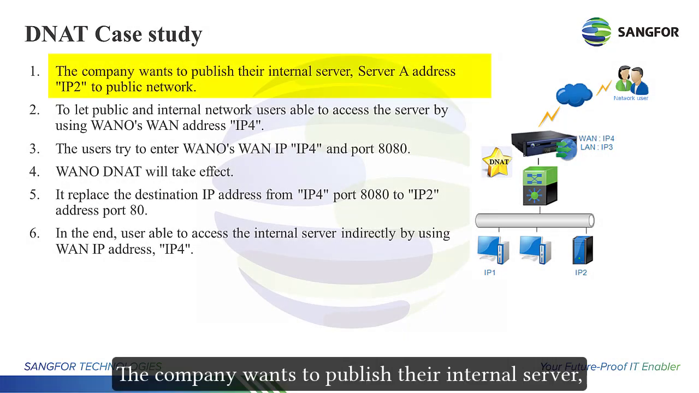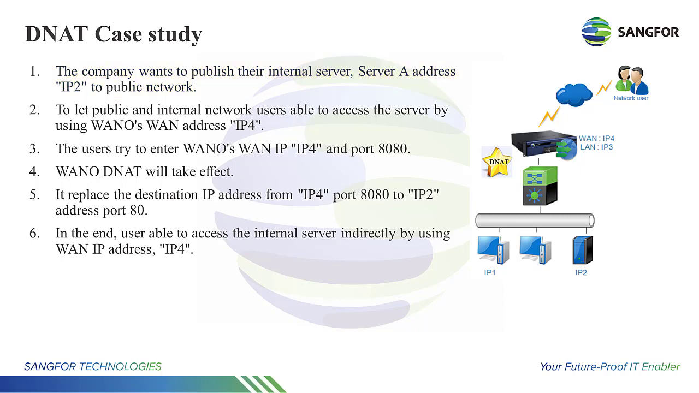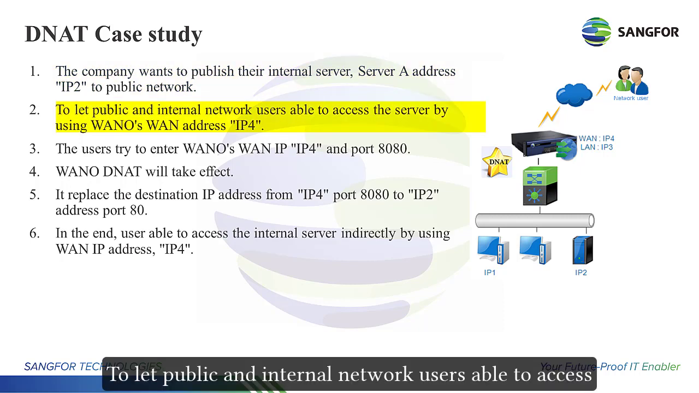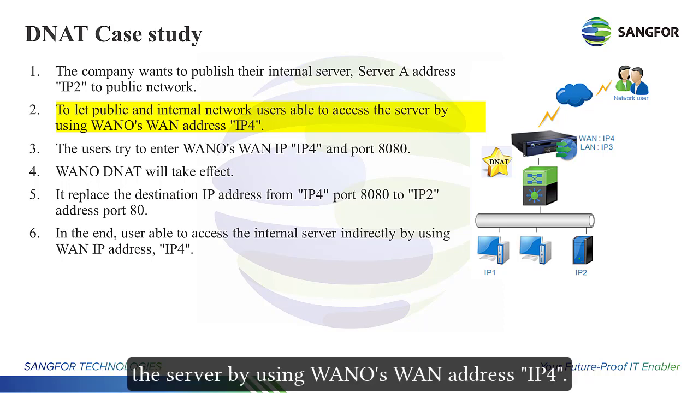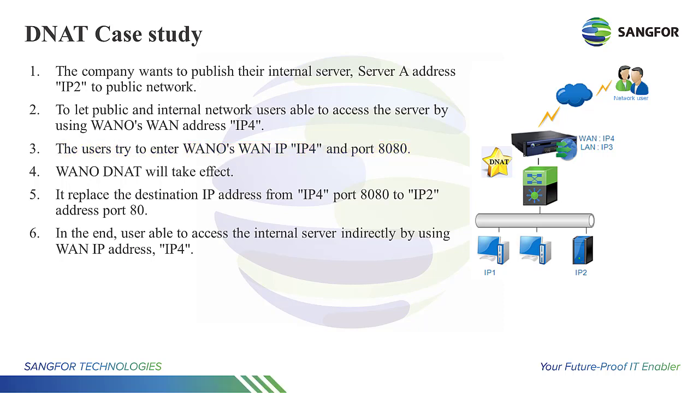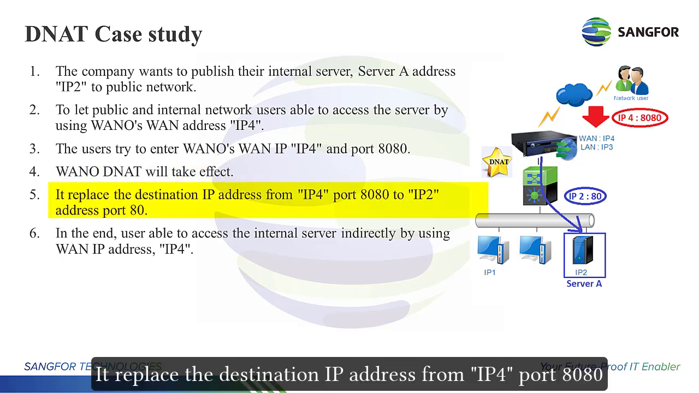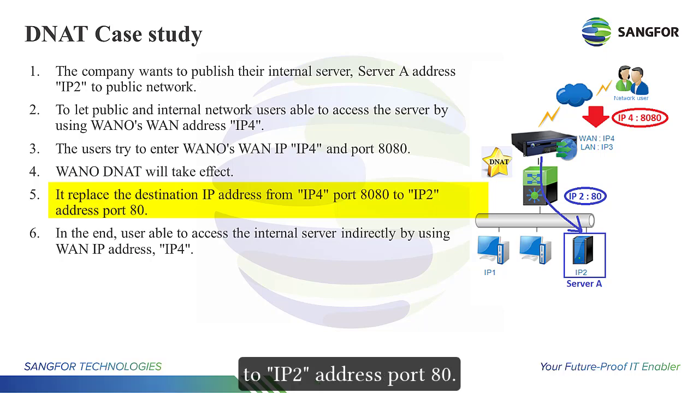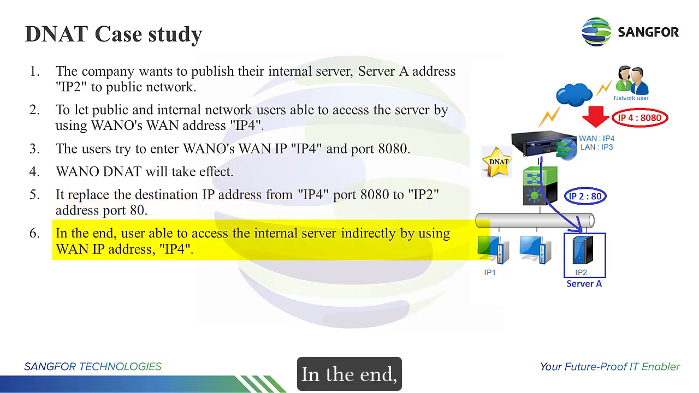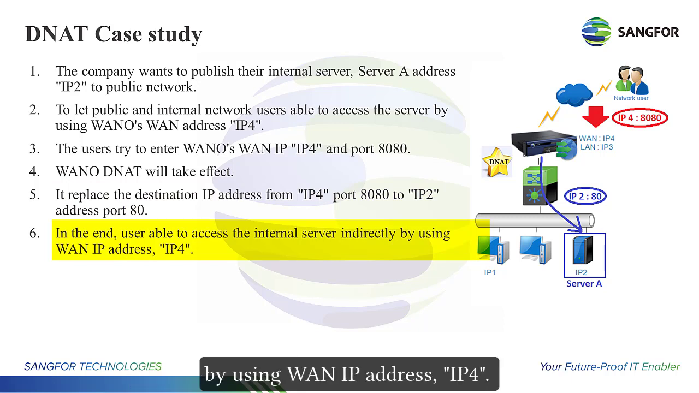For the DNAT case study, the company wants to publish their internal server address, IP2, to the public network, to let public and internal network users be able to access the server by using WANO's WAN address, IP4. The users try to enter WANO's WAN IP, IP4, and port 8080. Now the WANO DNAT will take effect. It replaces the destination IP address from IP4 port 8080 to IP2 address port 80. In the end, the user is able to access the internal server indirectly by using the WAN IP address, IP4.